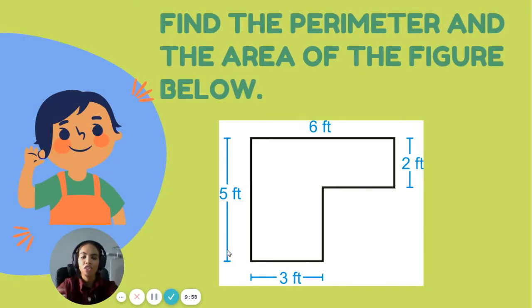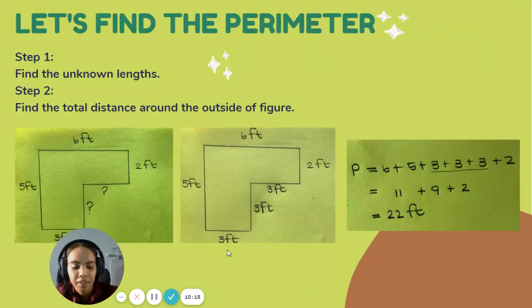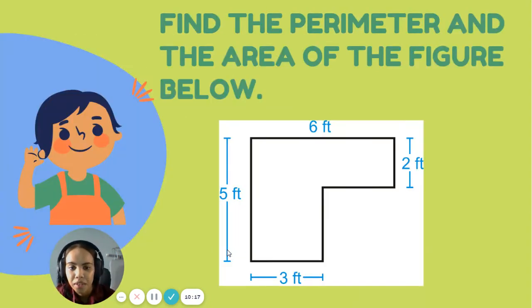Okay. Our job today is to find the area and the perimeter of the figure below. The first thing to do is to find the perimeter, and then the area afterwards. So let's do that. If you want to quickly draw that, you can. It's an L shape upside down.